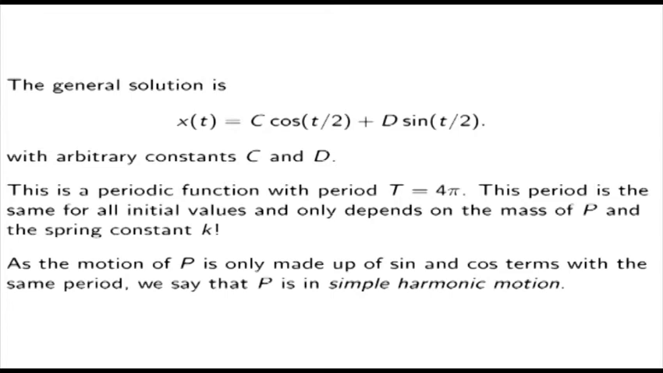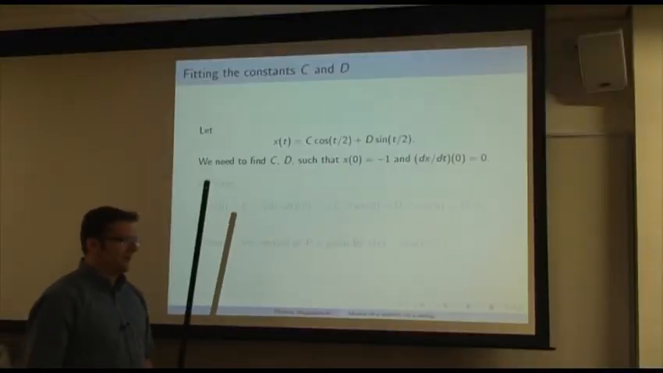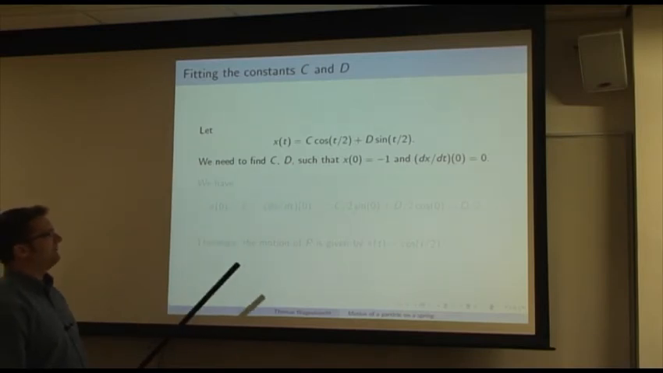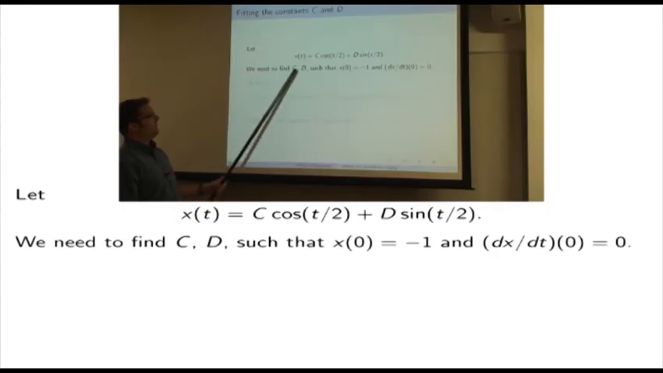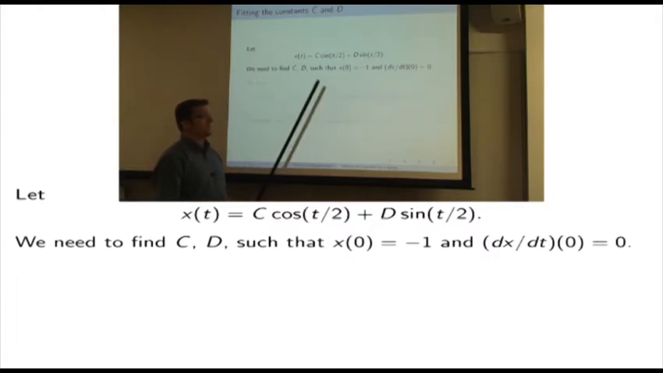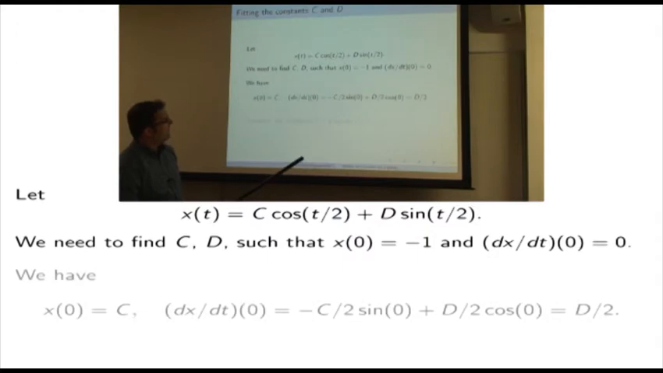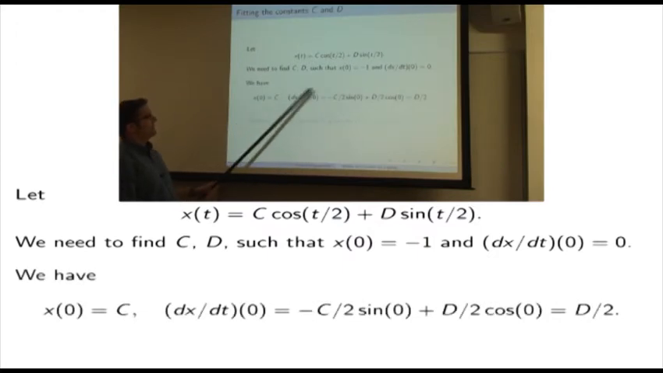Okay, now let's just finish off the example, and let's compute the constants c and d. Remember, again, here's the general solution, and we want to now determine c and d such that the initial conditions are satisfied, which are x of 0 is minus 1, and the derivative at time 0 is 0. I can simply do this just by plugging in what I have. I compute x at 0, and I compute the derivative at 0. x at 0 is just c, because cos of 0 is 1, sine of 0 is 0.